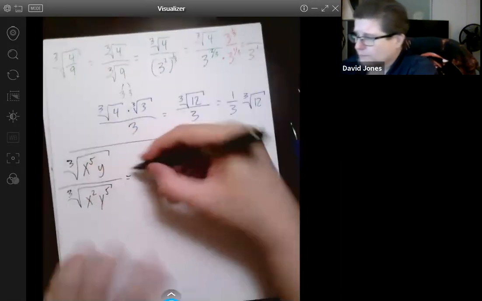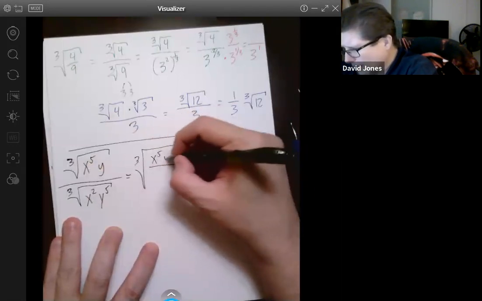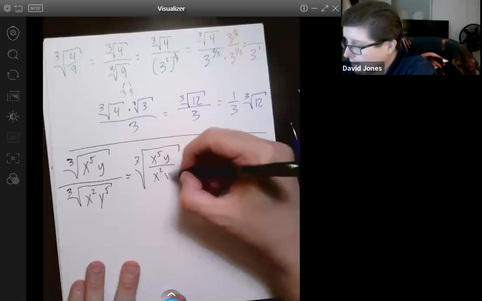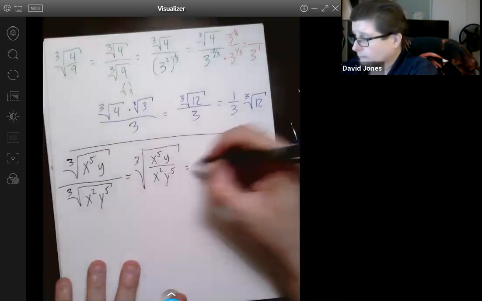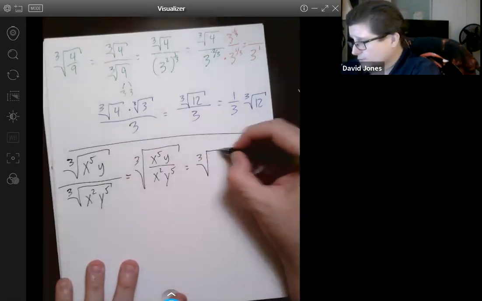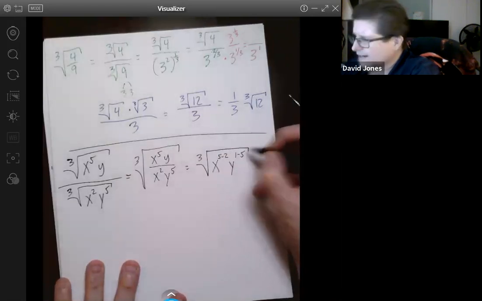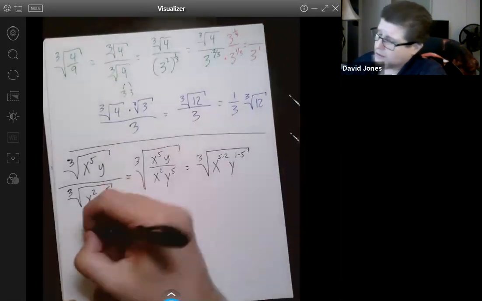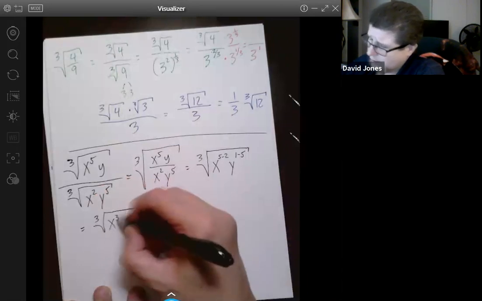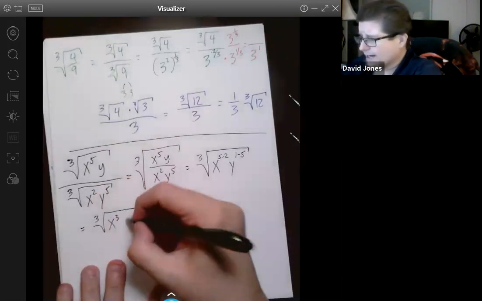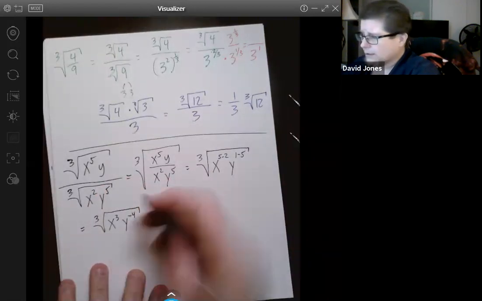Well, since they're both the cube root, I can put that on the outside and put the radicands on the inside. And using the subtraction rule, I got x to the 5 minus 2, y to the 1 minus 5. Cube root of x cubed, y to the negative 4. Let's put that back on bottom.